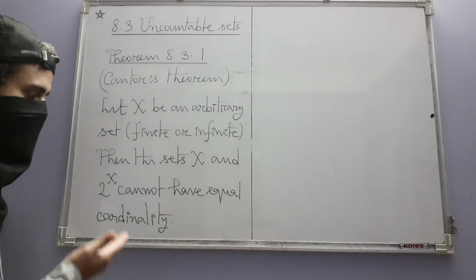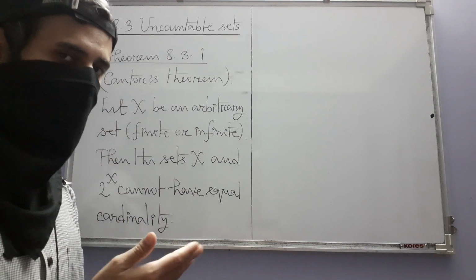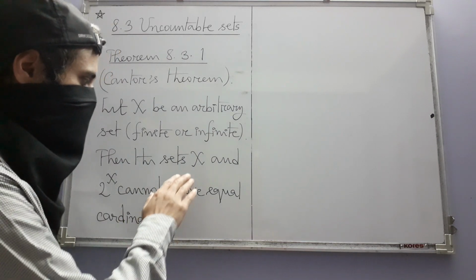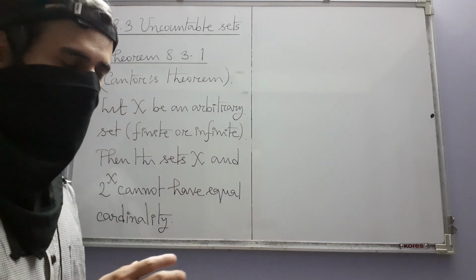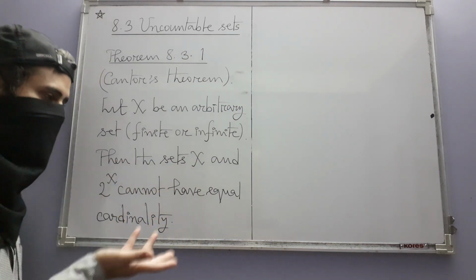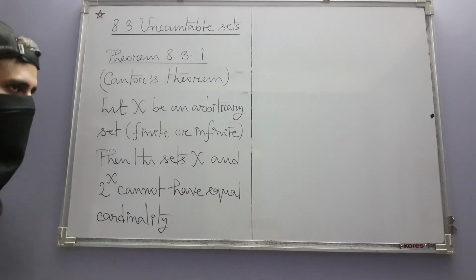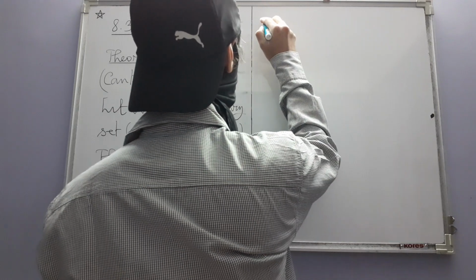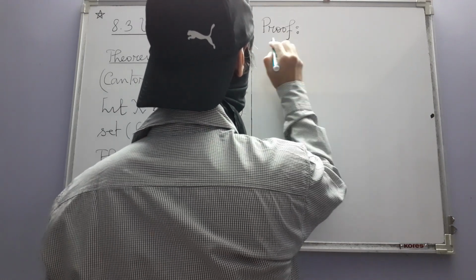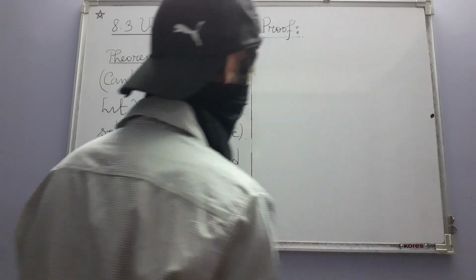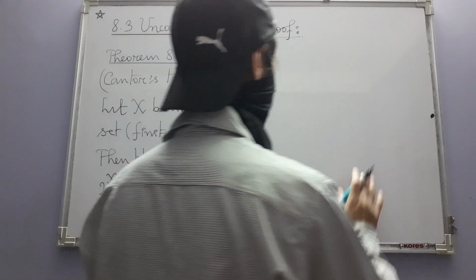We already know what the power set of X is. It is the collection of all subsets of X. And it's a consequence of the axiom of power set that this collection itself is actually a set. Okay, so let's see how this can be proved. The proof, you can imagine, of course, is by the method of contradiction.